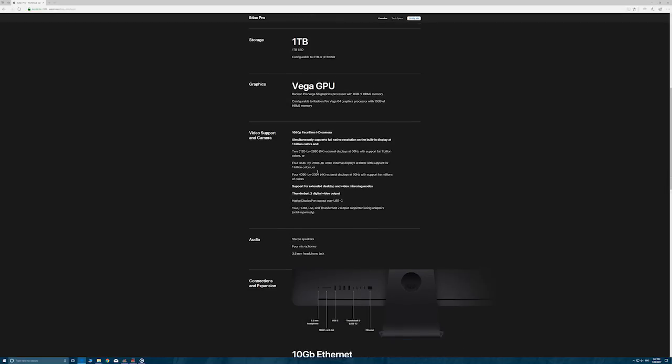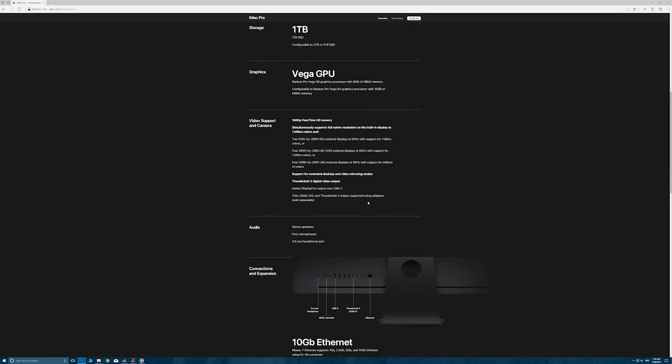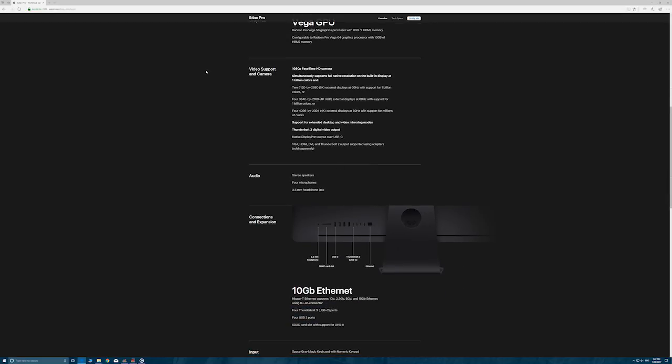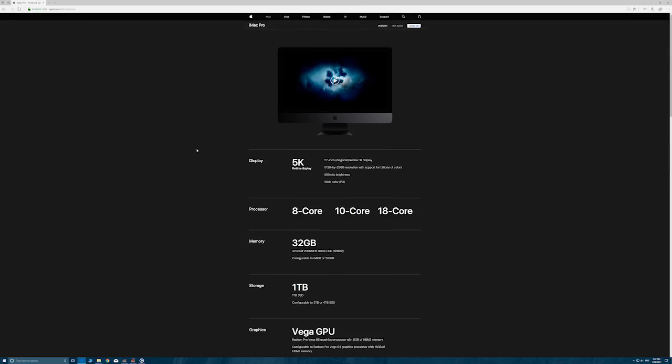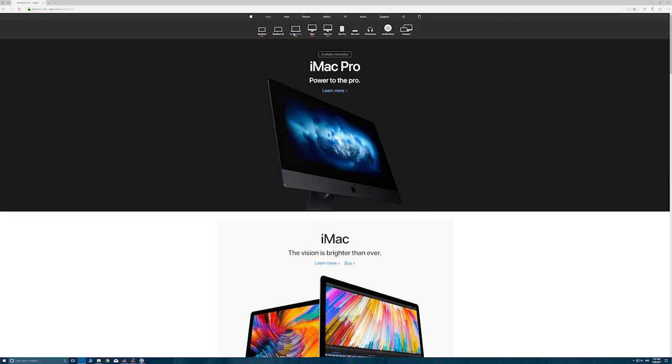So yeah, there are great stuff here. 10 gigabit Ethernet, that's fantastic. So that's just my two little minor issues with this. And then, of course, the one I'm interested in the most is the MacBook Pro refresh.